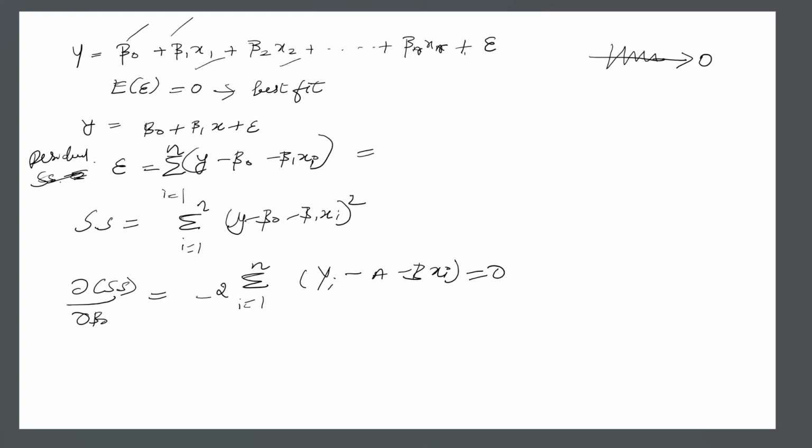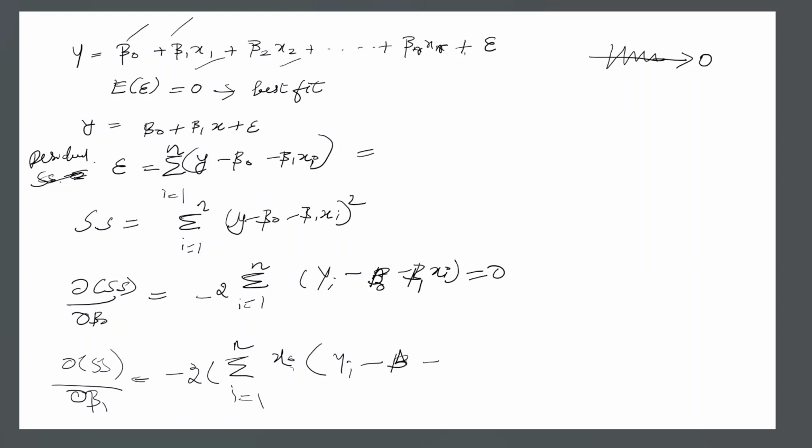Similarly, with respect to beta 1, it is minus 2 into the summation from i equals 1 to n of xi into yi minus a minus, I mean this is beta naught, beta naught minus beta 1 xi, equating it to 0.